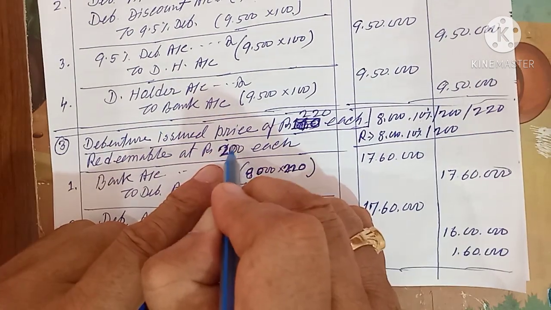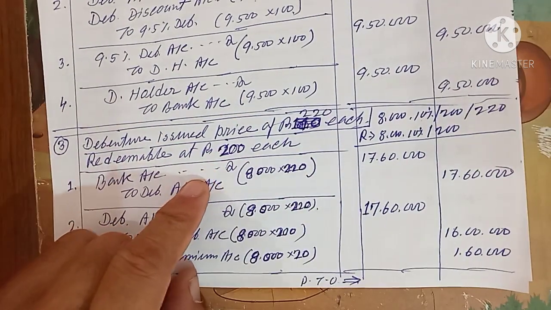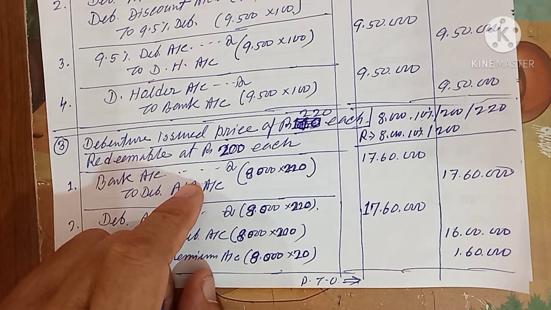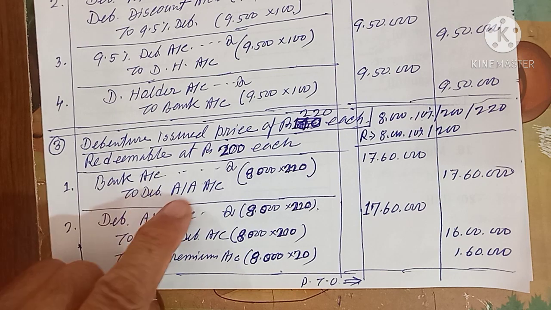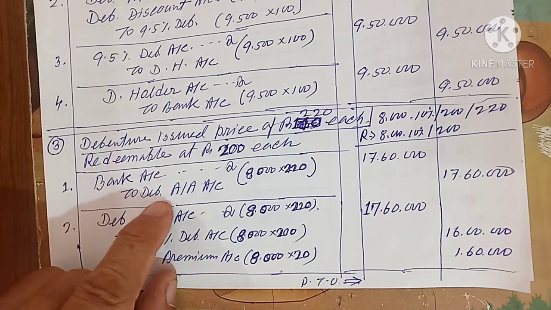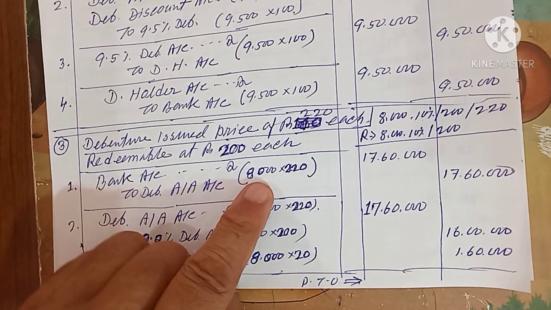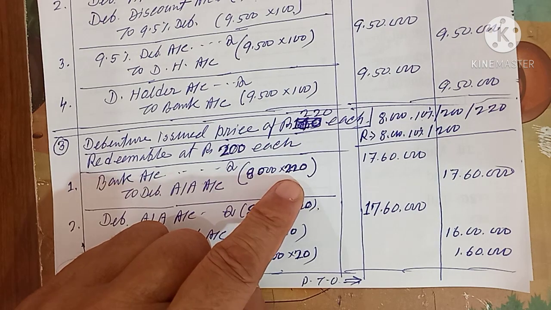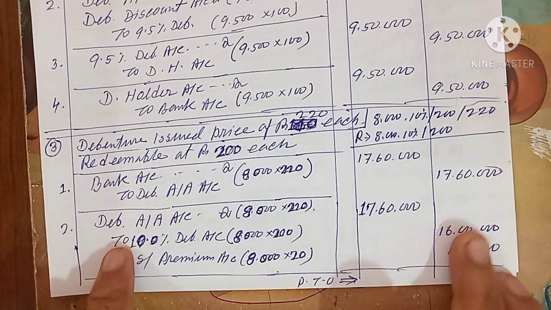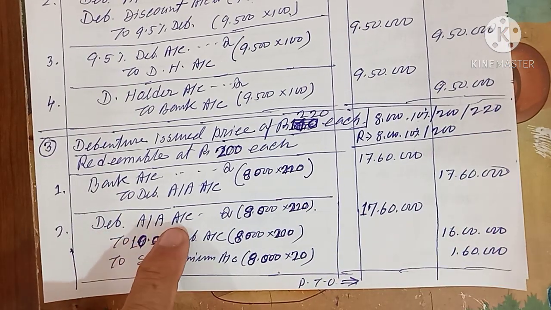This is 200 each. So first journal we will pass the bank account debit. While you will write bank account debit, keep in mind you are not going to take 200. You are going to take 220. Bank account debit to debenture applications and allotment. Journal is same. Every time the accounts are same, amount will be changed. Bank account debit to debenture application and allotment account, that is 8,000 into 220, which comes 17,60,000.